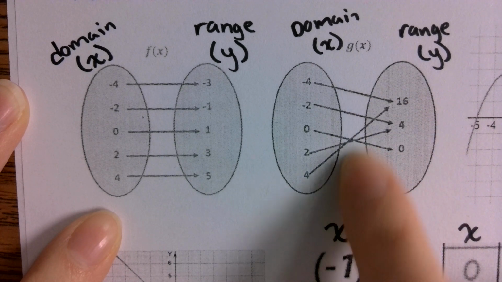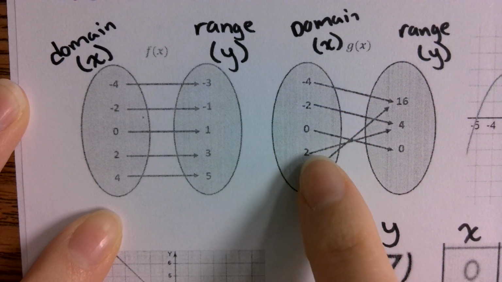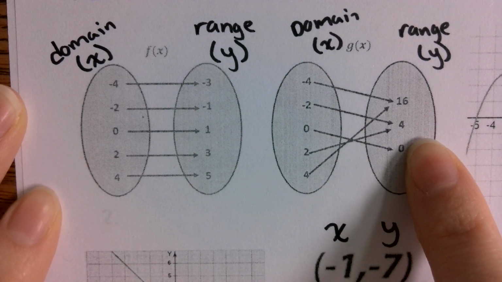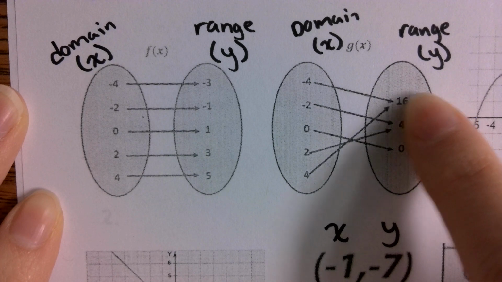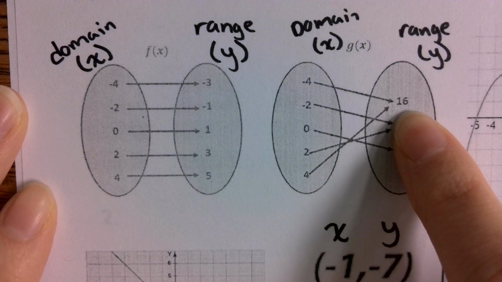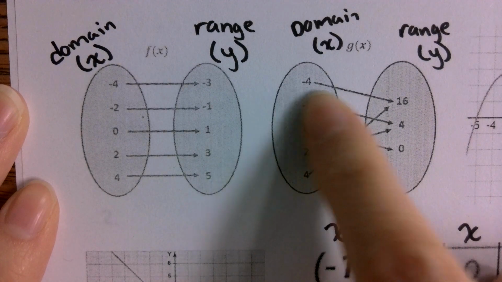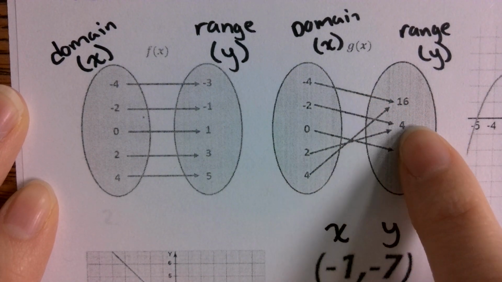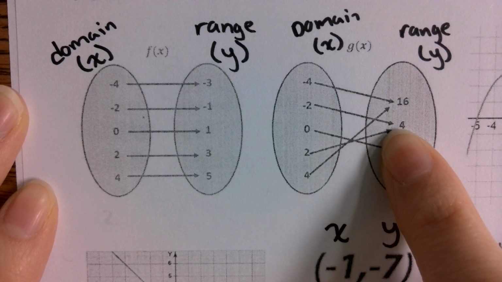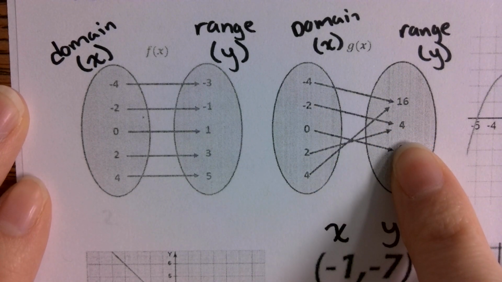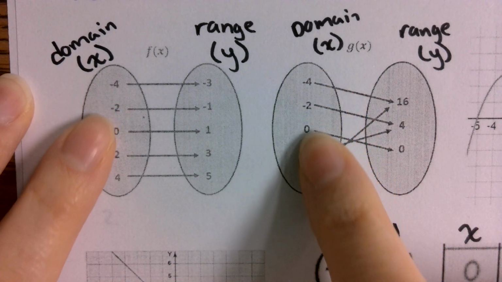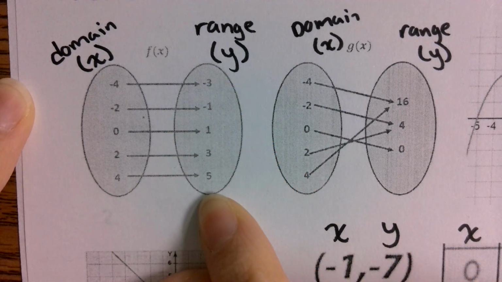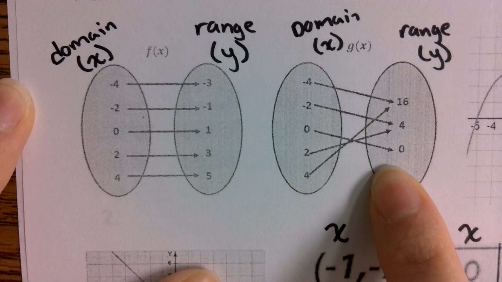This example, same thing. Each of these domain values only has a single branch. Notice the range, though, has multiple, doesn't it? Like 16, we've got 2 that are extending towards it. We have 2 domains connecting to it: -4 to 16, and +4 to 16. Same thing with the 4. -2 connects to the 4, and +2 connects to the 4. And that's still okay. The domain never has more than one branch coming off of it. The range might only have one branch connecting to it, or it might have multiple branches connecting to it.